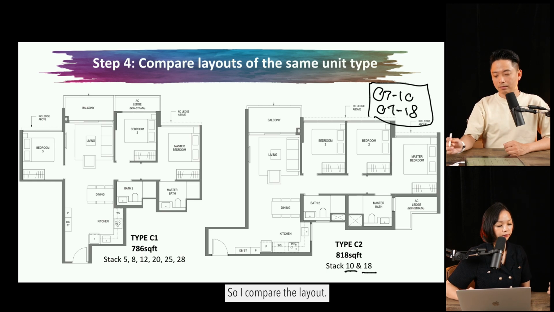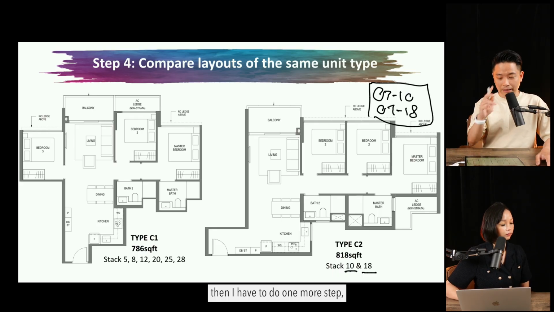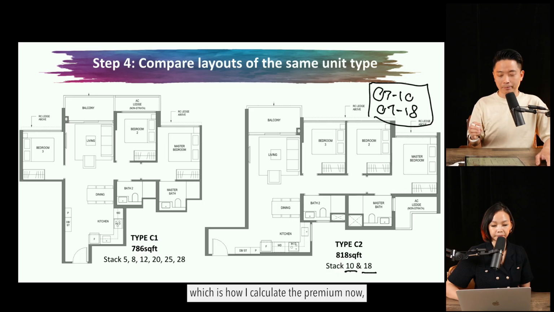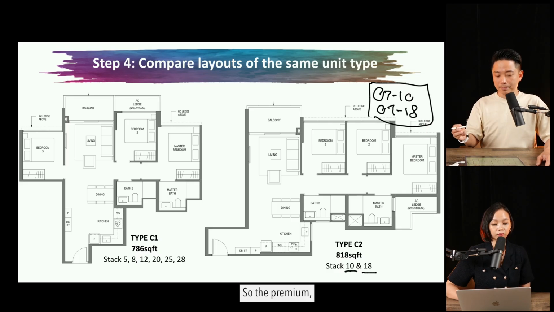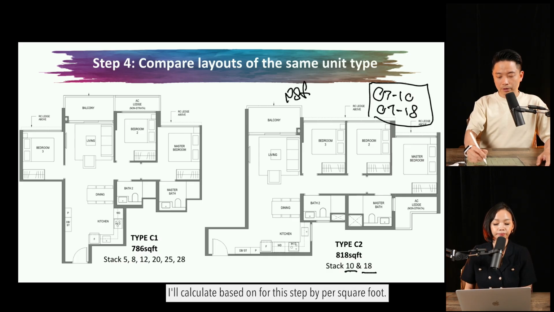So I compare the layout. Maybe I prefer this, maybe I prefer this. Then I have to do one more step, which is how I calculate the premium now, because it's different sizes. So the premium I will calculate for this step by per square foot.